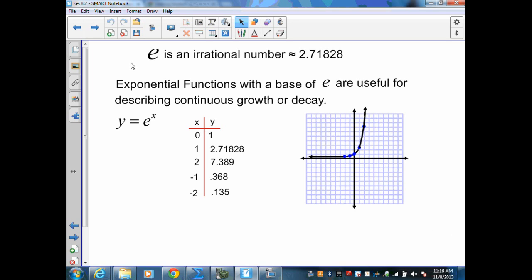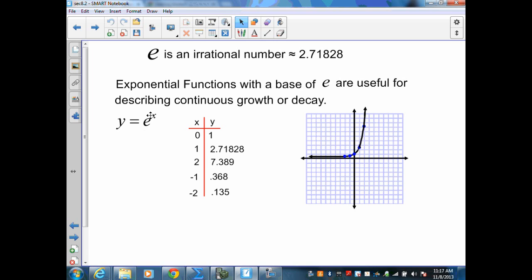Section 8.2 continued. Here we're going to talk about e, which is a constant, and it's an irrational number that approximates to 2.71828. Of course, that continues and never ends, and it's non-repeating. That's why it's irrational, very similar to our irrational number pi. Exponential functions with a base of e are useful for describing continuous growth or decay functions.